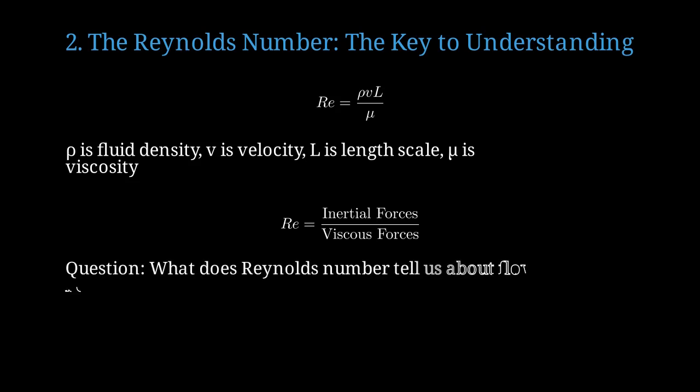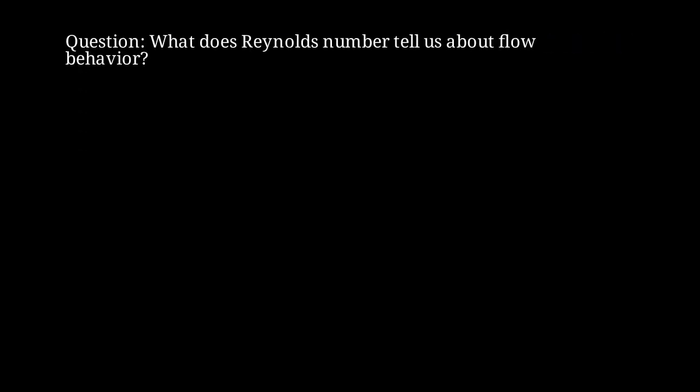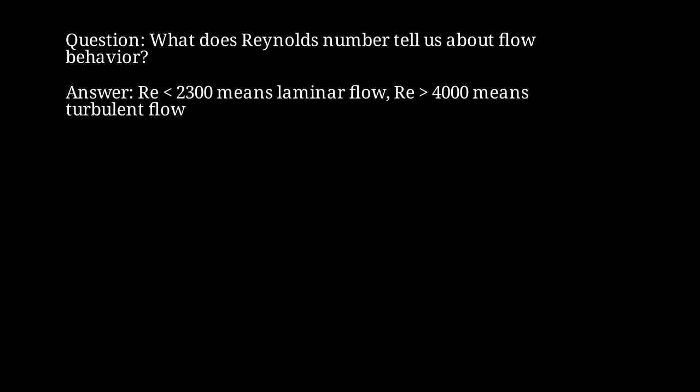Let me ask you a question. What does the Reynolds number actually tell us about how a fluid will behave? The answer is, when Reynolds number is less than 2,300, we get smooth laminar flow. When it's greater than 4,000, we get chaotic turbulent flow.